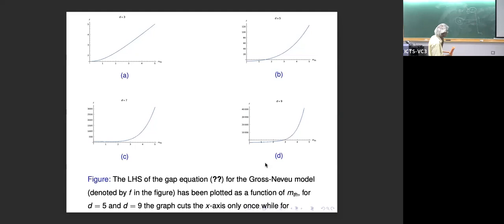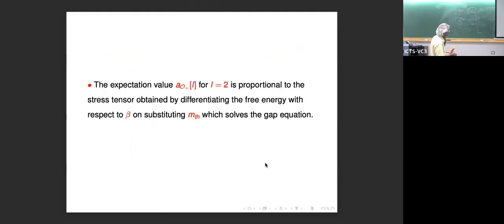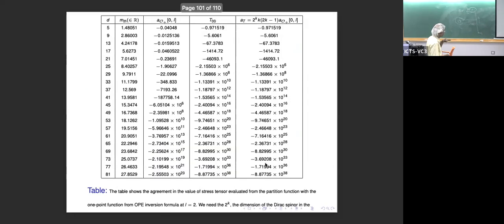It has certain solutions. And we have also verified that the spin 2 is proportional to the stress tensor, once substituting the gap equation. Since we did these fermions first, we did an exhaustive check of that. Here is the spin 2 thing, and this is the stress tensor, and up to some definitions, it's the same.